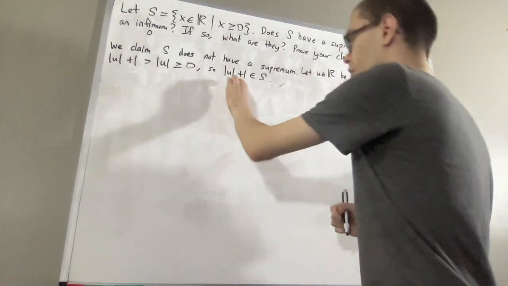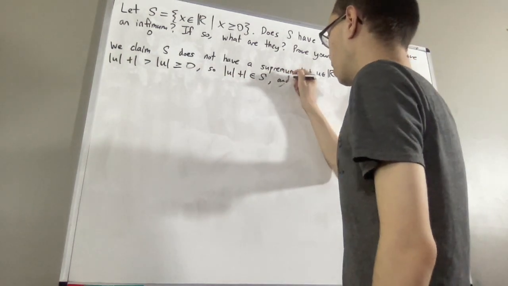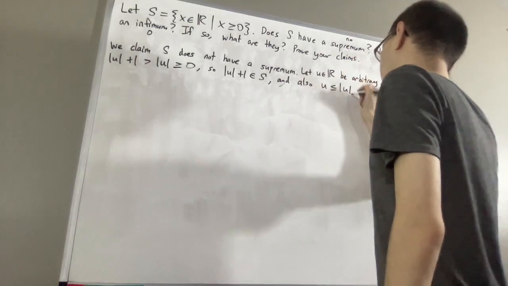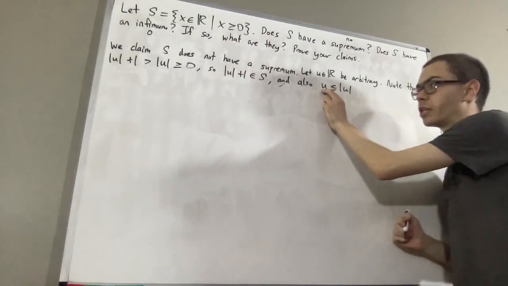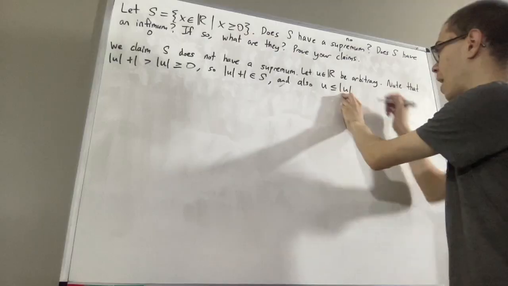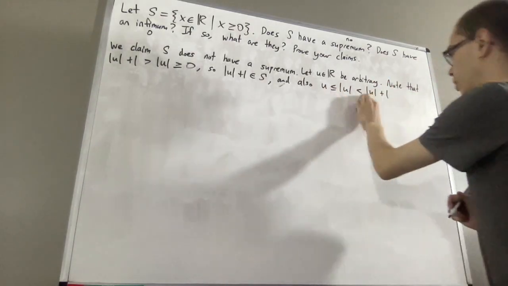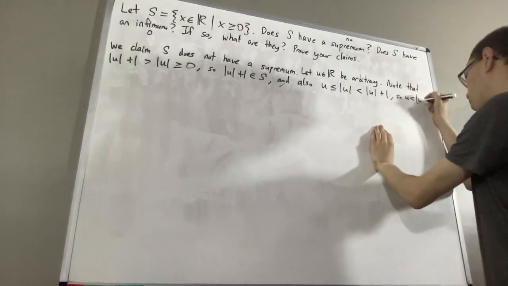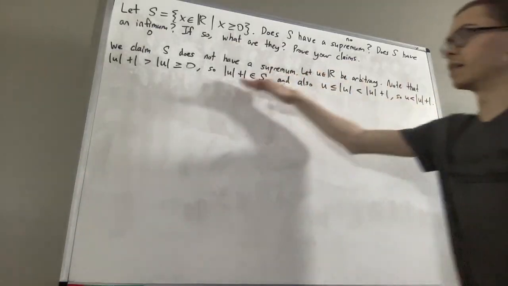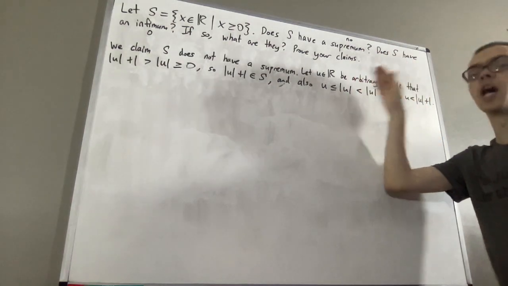But U is strictly less than this quantity, right? So I'm going to say, and also, U is less than or equal to the absolute value of U, right? Every real number is less than or equal to its absolute value. So then we know the absolute value of U is strictly less than the absolute value of U plus 1. So this shows U is strictly less than the absolute value of U plus 1. So what we see here is U is strictly less than some element in S. And that's precisely what it means for U to not be an upper bound of S.